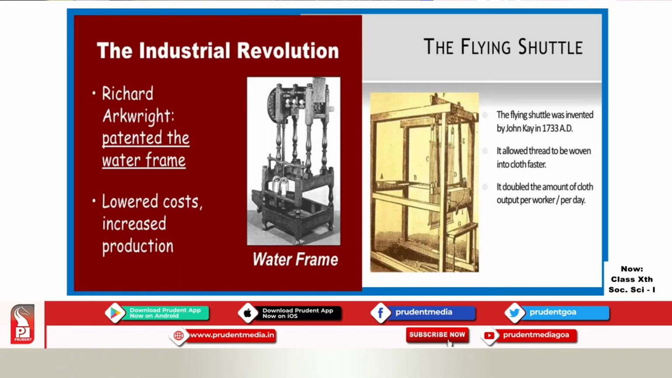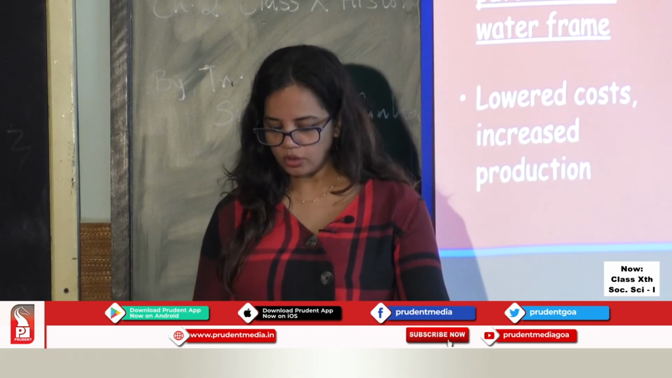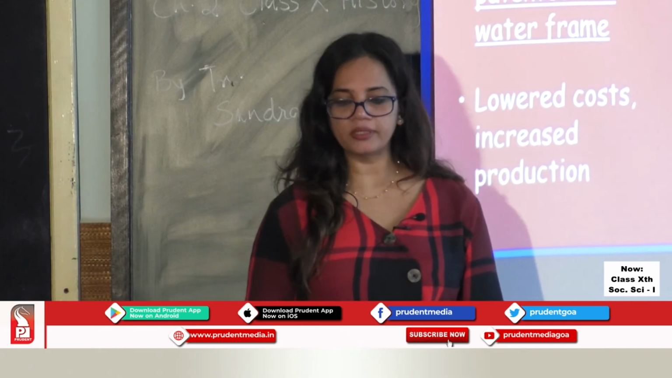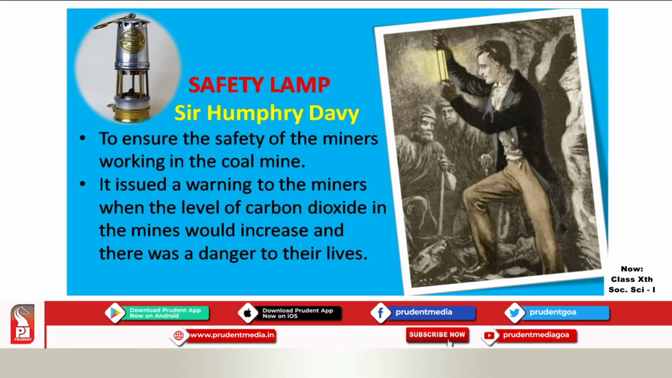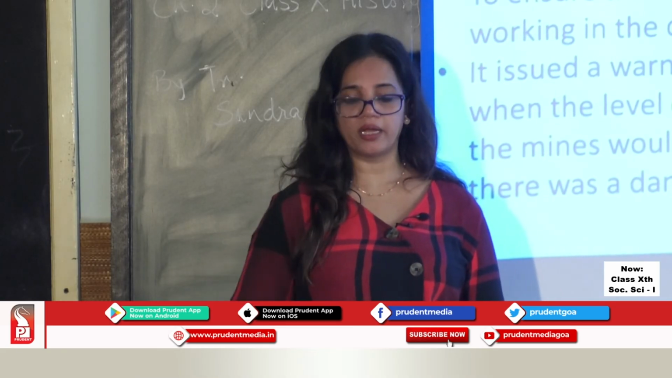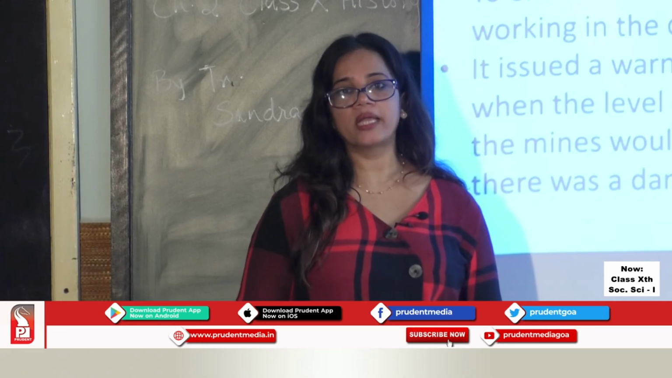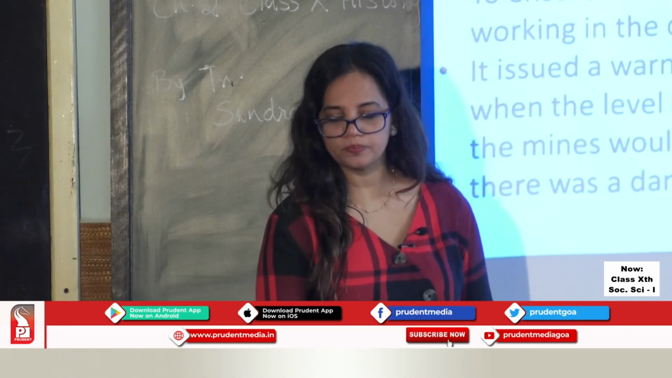And finally, we have also seen the different inventions. Just to go a little faster with the different inventions, students, please make sure you refer to your textbook to go more in detail. The safety lamp again, which was invented by Sir Humphrey Davy. This was to ensure the safety of the miners, especially working in the coal mines. And as I have told you, it gave the warning to the miners whenever the carbon dioxide would increase, which would pose a threat, a danger to the lives of the miners.